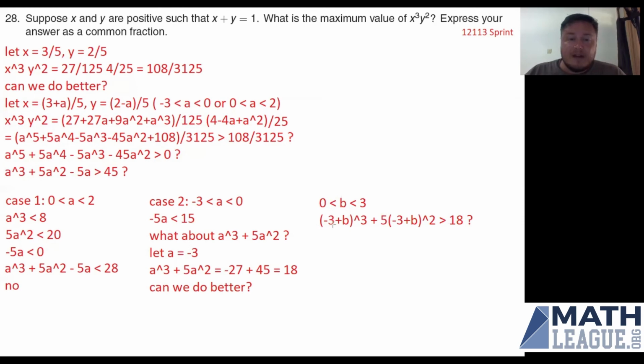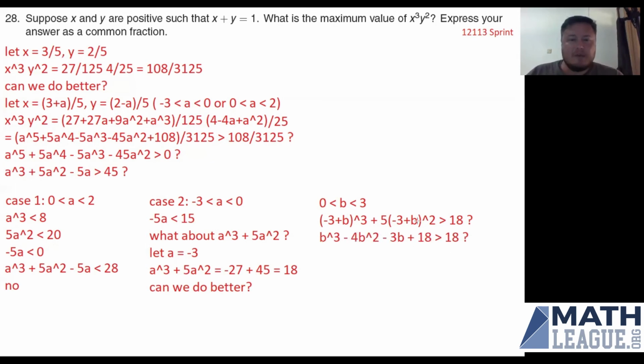Okay, so we're going to take that -3 that would have given us an 18 and say, hey, what if I add a positive number onto it, something between 0 and 3 to keep a negative number. But what if I add that on? Can I make that greater than 18? Well, let's go ahead and multiply this out and see what happens.